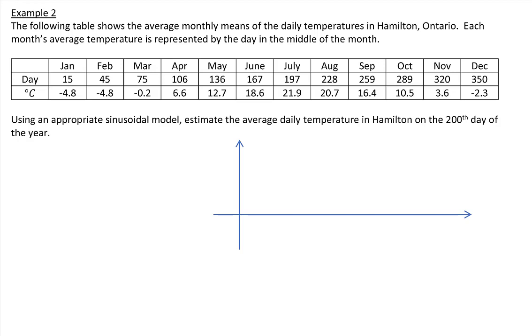And for this example, I would take the lowest day I see first, and then the highest day I see first, and use them as my reference points to determine the sinusoidal equation. So we see the lowest day is on day 15, and it has an average temperature of negative 4.8 degrees Celsius. So that's going to be my lowest day. The highest day occurs at day 197 and has a temperature of approximately 21.9 degrees Celsius.